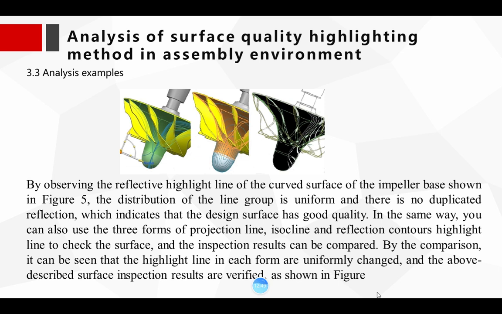In the same way, you can also use these three forms of projection line, isoline, and reflection contours highlight line to check the surface, and the inspection results can be compared. By the comparison, it can be seen that the highlight line of each form changes uniformly, and the above surface inspection results are verified as shown in these three pictures.